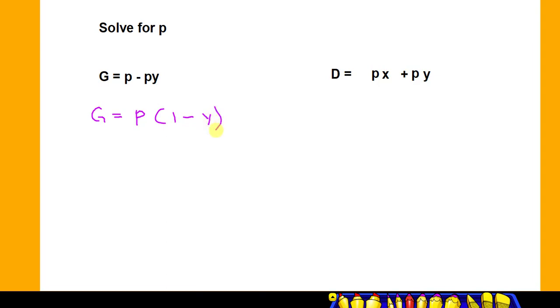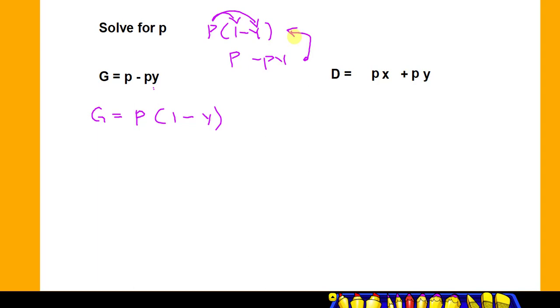Again, if you go back and distribute your p to your 1 minus y, what's going to happen is that you will have p here, and then here you'll get minus py, which is this problem over here. So what I did is go from this step back to this step. So we undistributed the p. So p times 1 minus y.